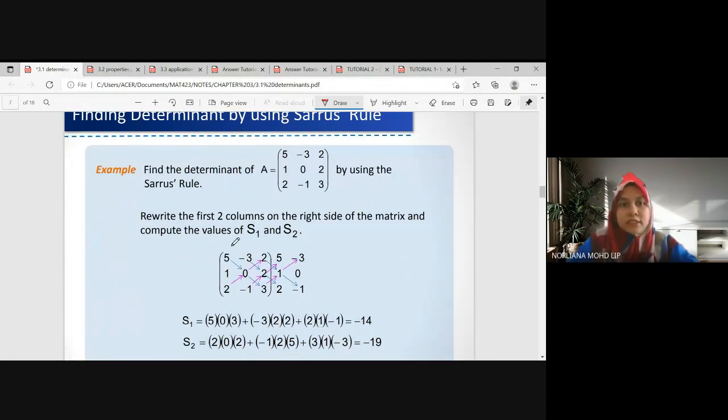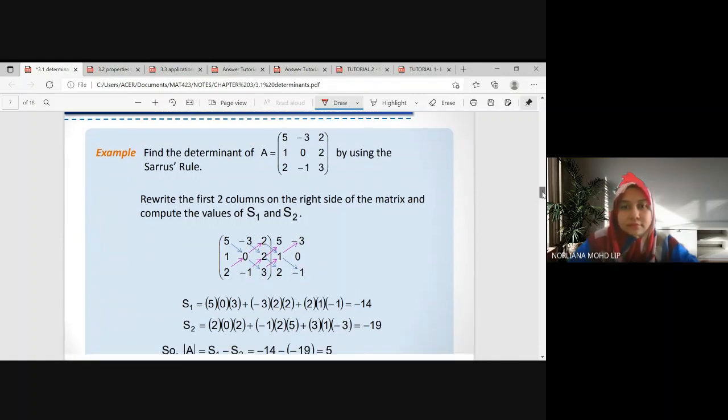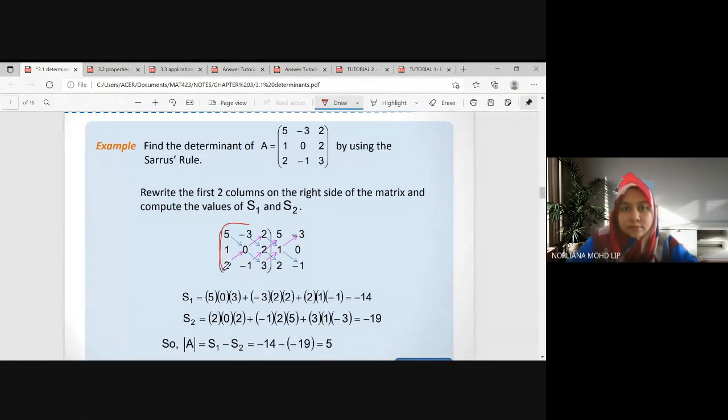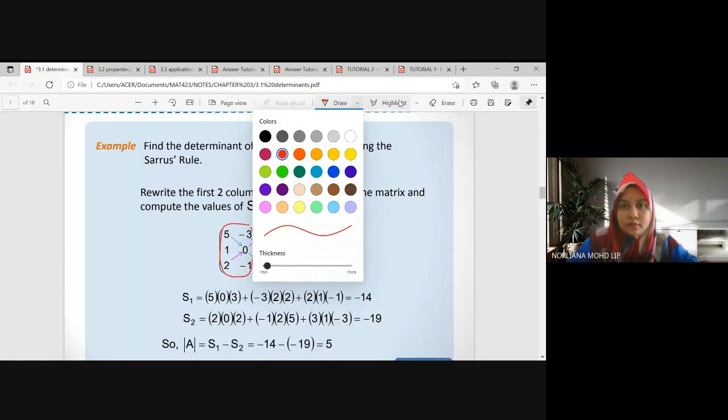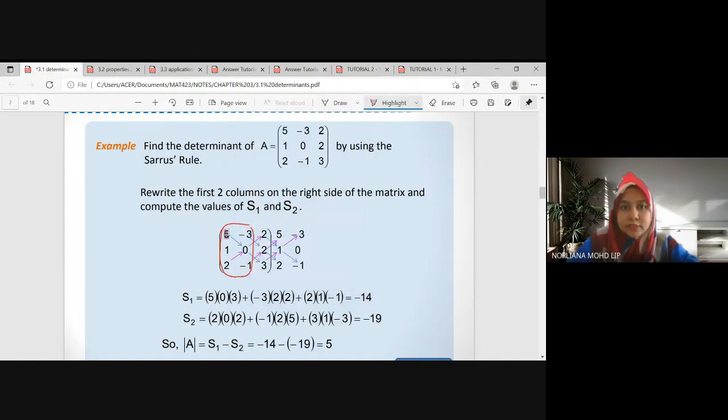Okay, first we write the first two columns on the right hand side. These two columns, you write at the right hand side of this matrix. And then we find S1. Okay, so S1, can highlight the pink. S1 is 5 times 0 times 3, and then plus negative 3 times 2 times 2. Okay, cannot.